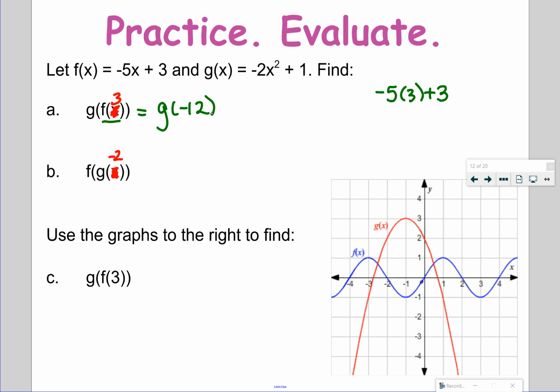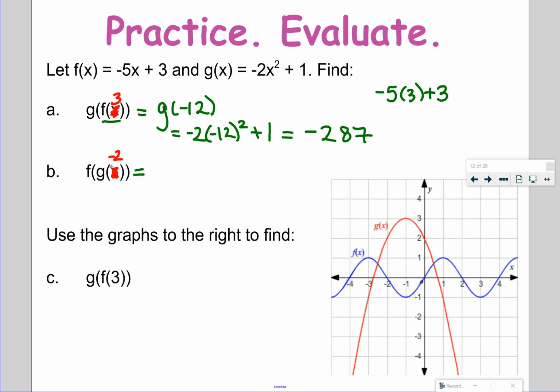Then we're going to evaluate g of negative 12, which would look like negative 2 times negative 12 squared plus 1. And this you can type in the calculator. 12 squared is going to give you 144 times negative 2, which is negative 288, plus 1. Final answer here should be negative 287.